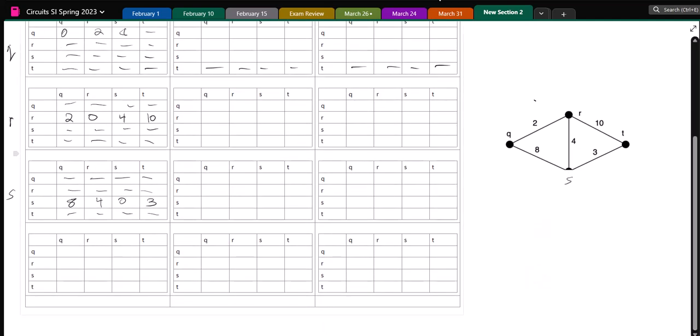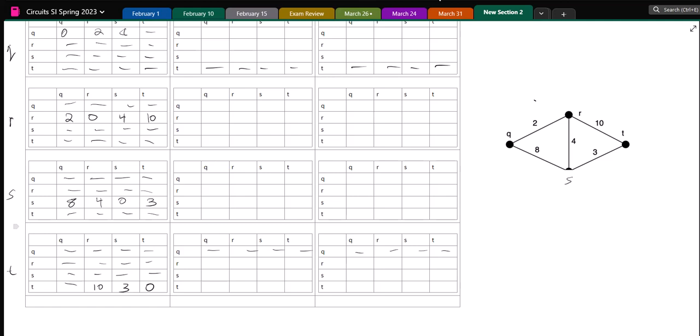And then T is not adjacent to Q, so we will never have a row for Q. Right now we don't know about R and S, so T does not know how to get to Q. T to R is 10, T to S is 3, T to itself is 0.